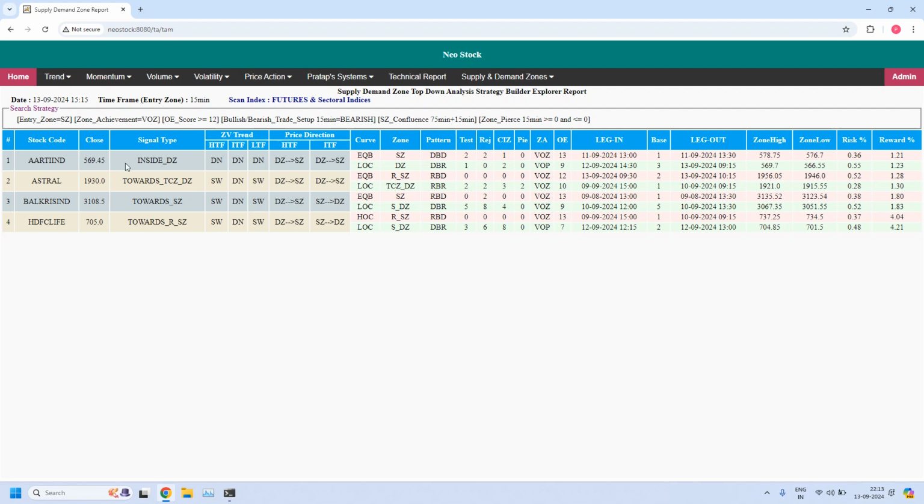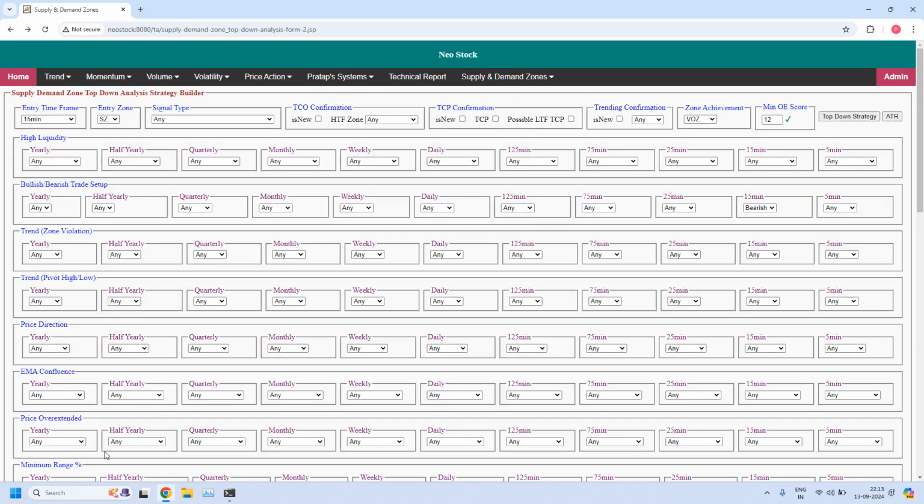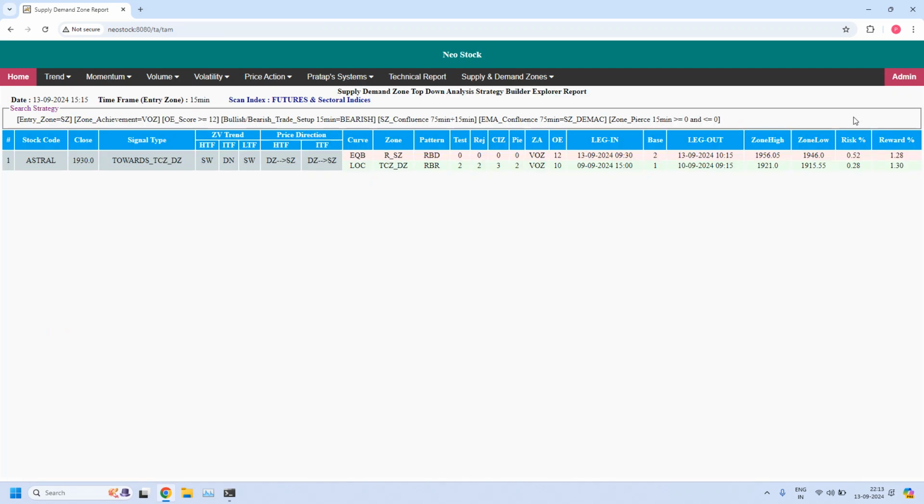Let's verify if any EMA confluence. I think only Astral is selected in my earlier verification, but let me check. 75 minutes EMA confluence, 75 minute supply zone with daily EMA confluence. Yes, because it is a sideways trend. Sorry for my mistake. This is only ITF and HTF confluence, and ITF trend is downtrend anyway. 75 minutes trend is downtrend. It's a high probability trade setup.